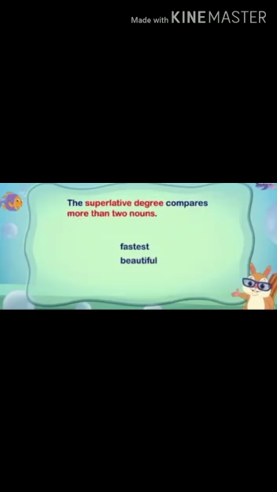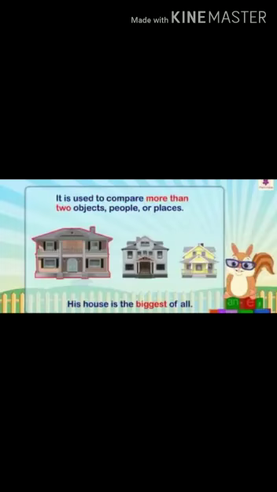Then we move on to superlative degree. Now the superlative degree compares more than two nouns. So in order to form the superlative form of adjective, we should have more than two objects, places, persons, etc. So for example, if I say his house is the biggest of all. So here we have three objects, that is more than two. So the superlative form of adjective which is used is biggest.